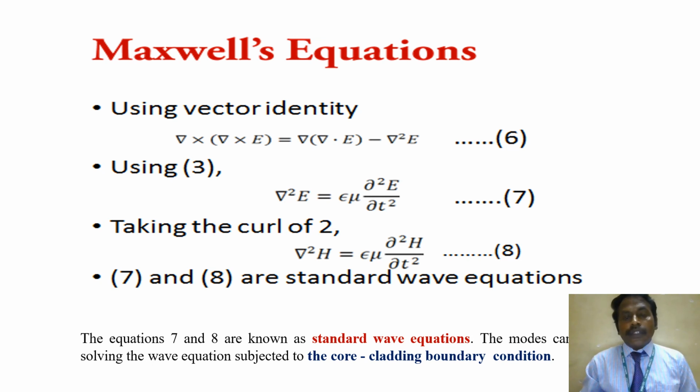We can substitute this in, and we get del square E equal to epsilon mu dou square E by dou t square. This is in the form of electric field intensity. Similarly, we can find the magnetic field intensity: del square H equal to epsilon mu dou square H by dou t square. Finally, equations 7 and 8 represent the standard wave equations in terms of the electric and magnetic fields, time varying in nature. So these equations are known as the standard wave equations. Modes can be solved using these equations subject to the core-cladding boundary conditions.